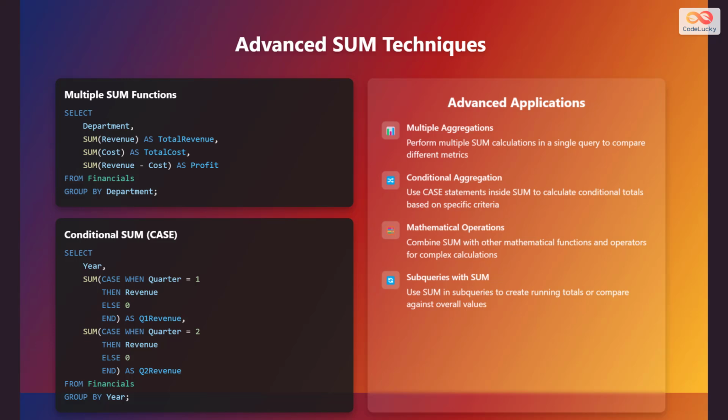For example, SELECT department, SUM(revenue) AS total_revenue, SUM(cost) AS total_cost, SUM(revenue - cost) AS profit FROM financials GROUP BY department. SELECT year, SUM(CASE WHEN quarter = 1 THEN revenue ELSE 0 END) AS Q1_revenue, SUM(CASE WHEN quarter = 2 THEN revenue ELSE 0 END) AS Q2_revenue FROM financials GROUP BY year.